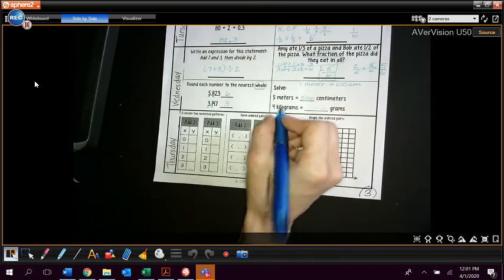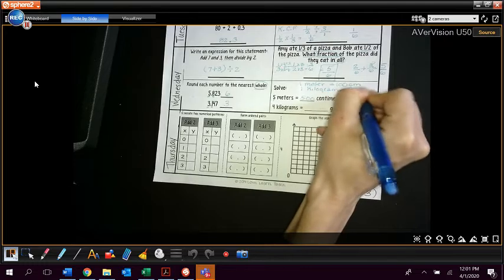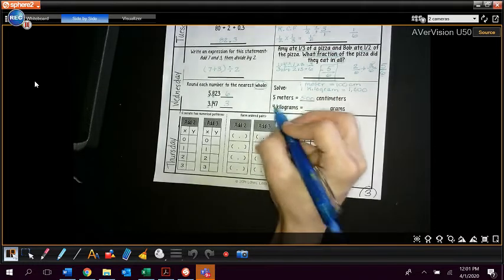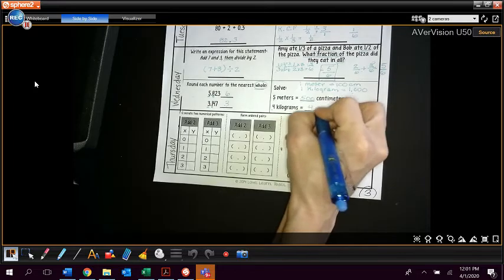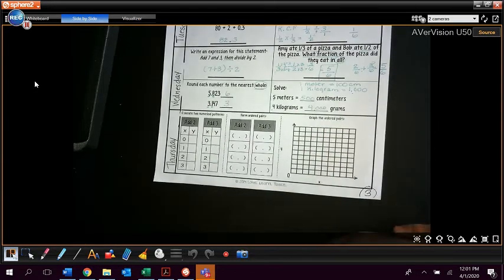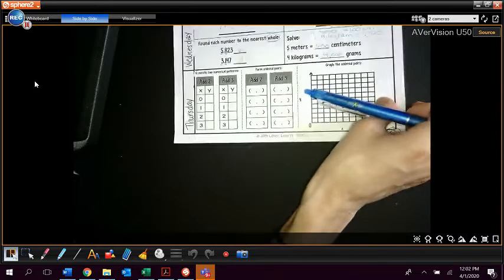On the bottom, we have kilograms. We also know 1 kilogram equals 1,000 grams. So if we have 4 kilograms, we're going to multiply, and that's going to give us 4,000 grams. Now we're going to go ahead and go into Thursday's do now.